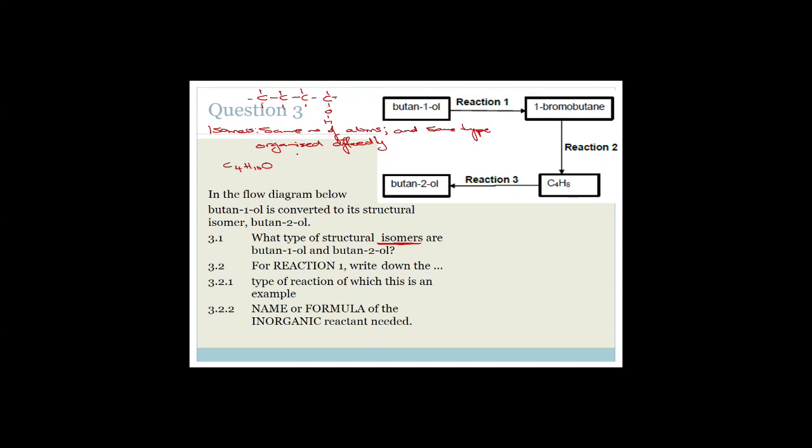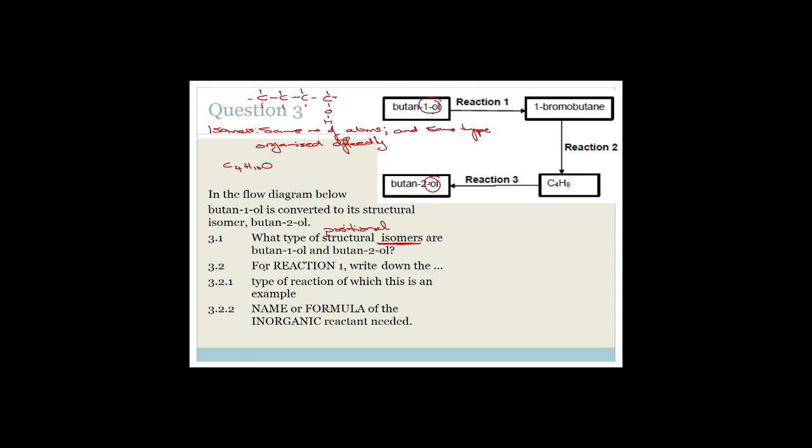They're in different places. Now, there are different types of isomers, but the type of structural isomer that they are is positional isomers. In other words, the only thing that's changed is that the hydroxyl has moved from carbon 1 to carbon 2. It's not changed to become, for example, a propanol or something like that. It's still a butanol, it's just that the hydroxyl group has moved over by one.